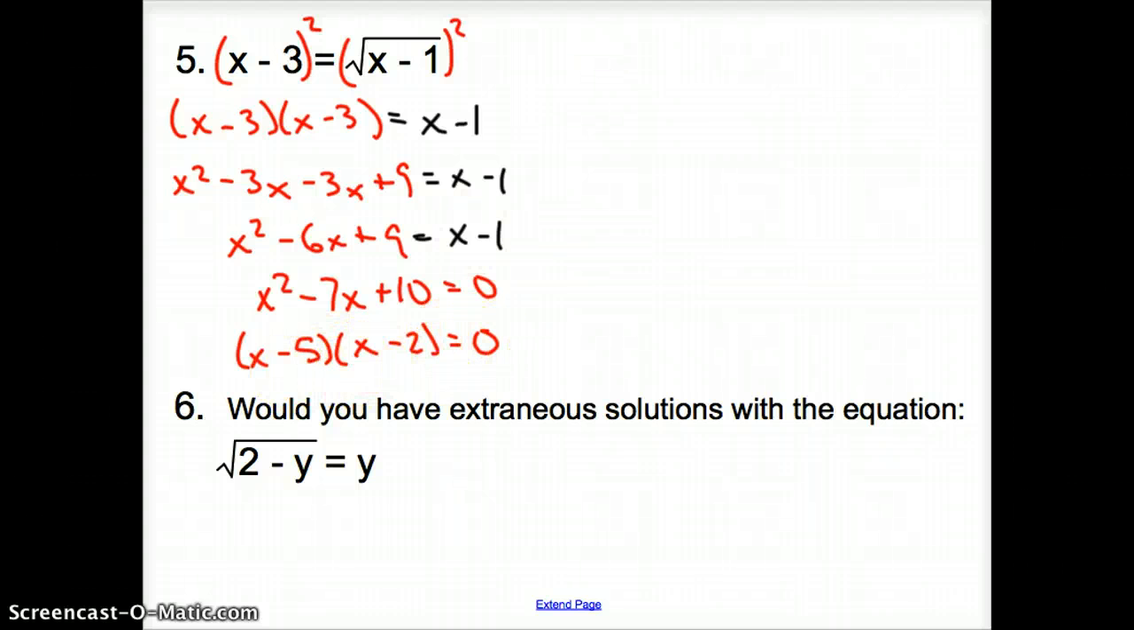Keep going with this. I have x minus 5 equals 0, because we want to solve for x, and x minus 2 equals 0. So here we have x equals 2, and on the other side, x equals 5. We have two answers. However, do we have any extraneous solutions? Well, we have to double check.